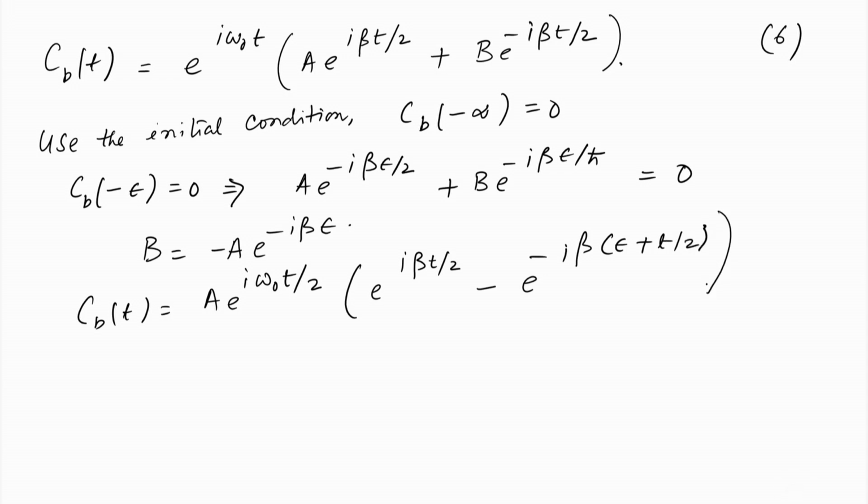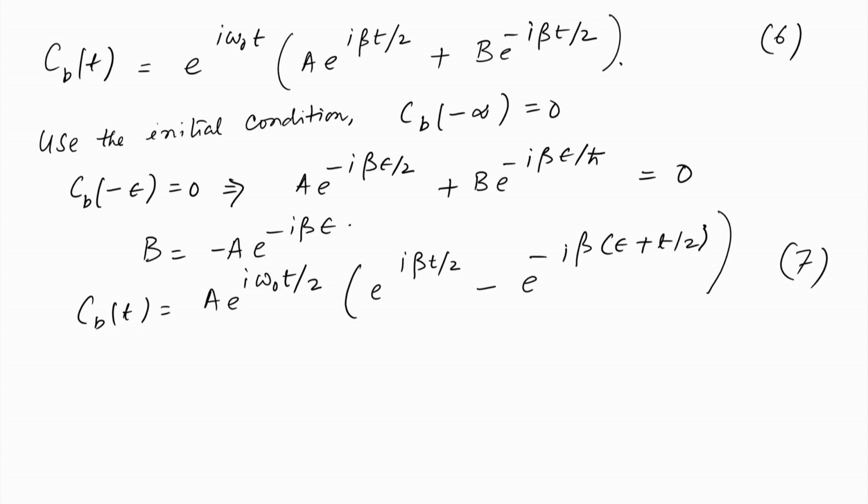Now, this gives rise to a form. So, equation 7 is the solution for C b as a function of t. This coefficient has got two oscillatory functions. One is exponential i omega naught t by 2, and the other is what appears inside the first bracket, which gets multiplied with the exponential i omega naught t by 2. So, there are two kinds of distinct oscillations that are going to be there for C b of t, depending on whether omega naught is greater or beta is greater than that.